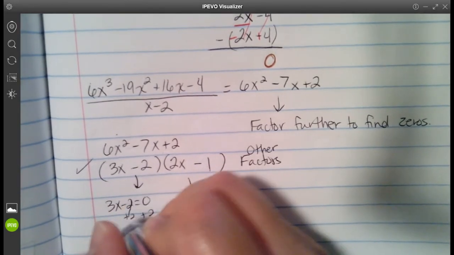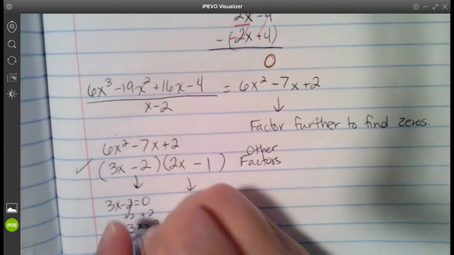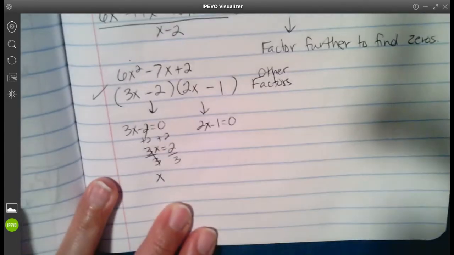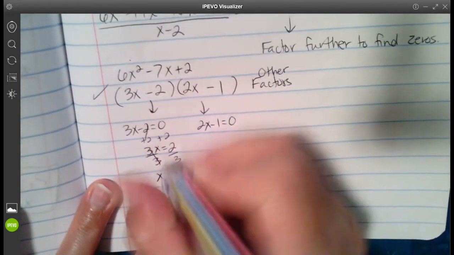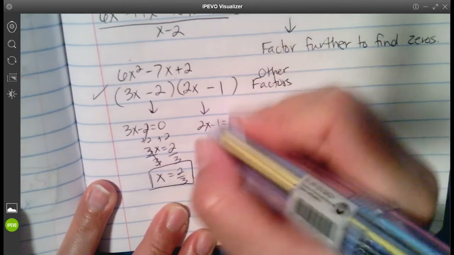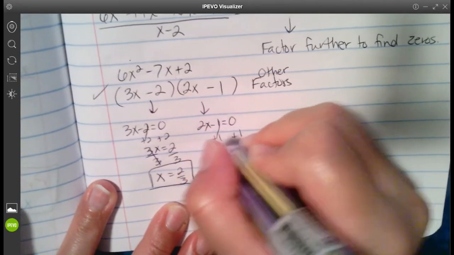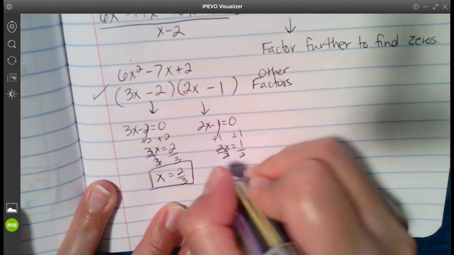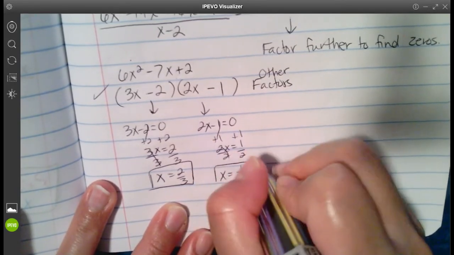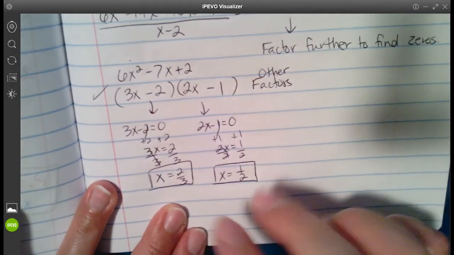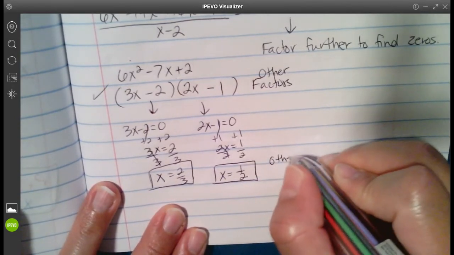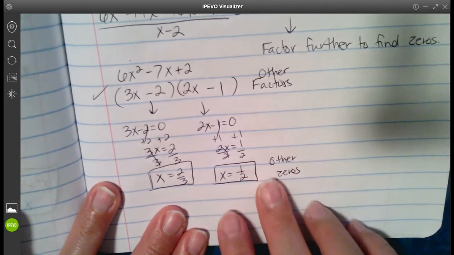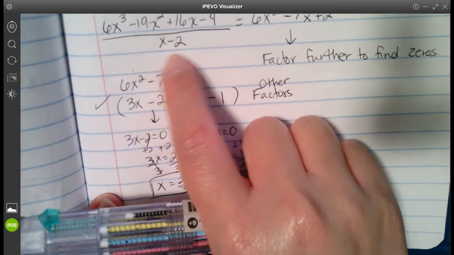I'm going to do this pretty quickly because this should be second nature right now. So x is equal to 2/3. That's one of the zeros. Okay, this one, let's see, 2x equals 1. x equals 1/2 is the other one. Okay, so these are my other zeros. But remember that we had a 0 from the way beginning, right? We had this, remember, this is a factor right here.